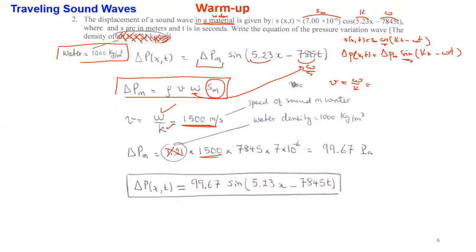You put the speed of sound in water, you put omega, and you put Sm max, and you get this. It is your delta PM, your pressure variation amplitude. And then you write everything. Now you know delta PM, you know K, you know omega. Is it clear? Okay, great. This is just for more warm-up. Next.